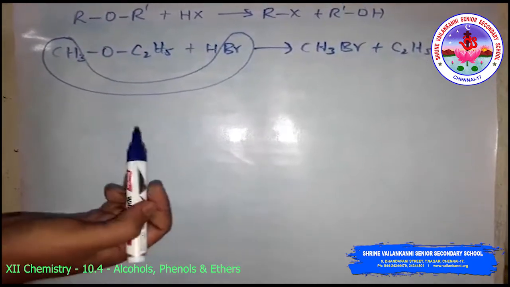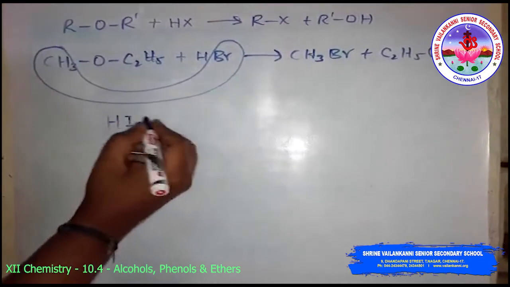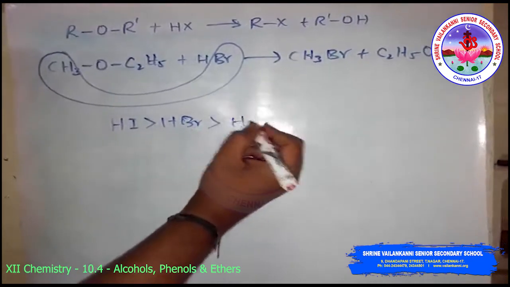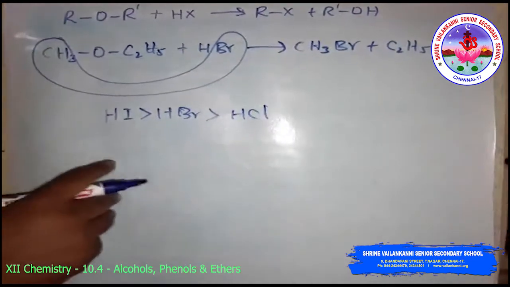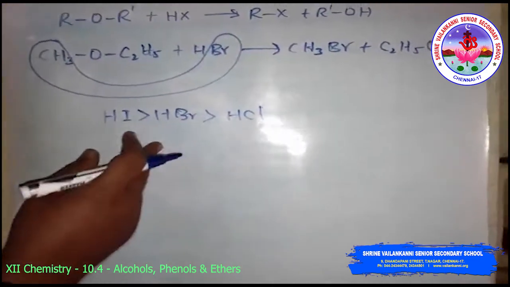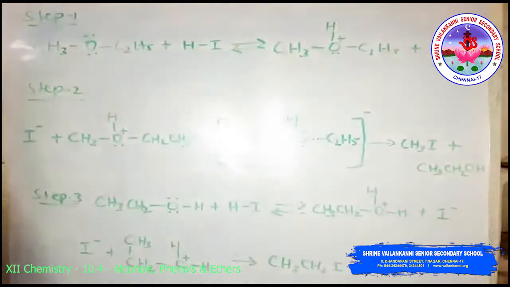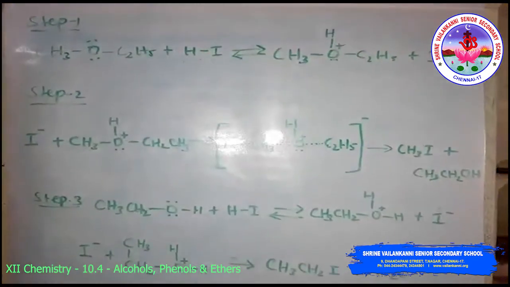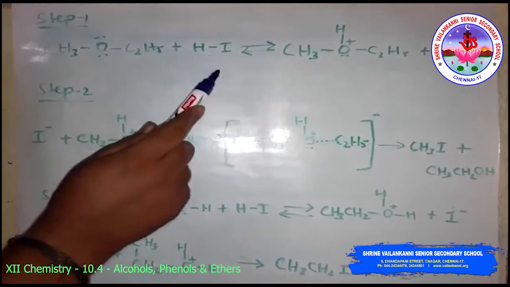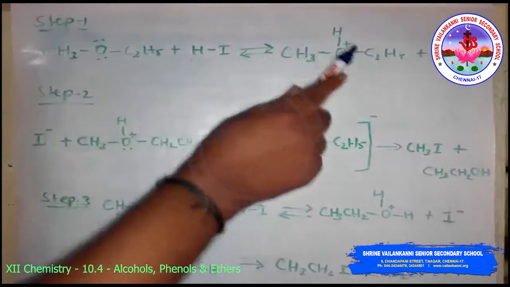The order of reactivity of hydrogen halides is HI greater than HBr greater than HCl. The cleavage of ethers takes place in concentrated hydrogen iodide or hydrogen bromide at high temperature. Look at the three-step mechanism. The reaction of an ether with concentrated hydrogen iodide starts with protonation of the ether molecule. Look at this, protonation of the ether.